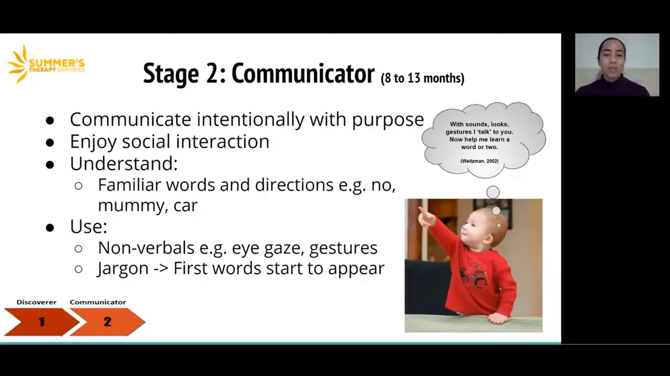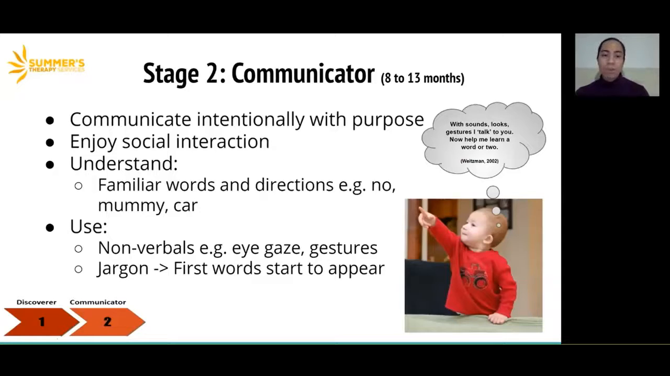And then they start to use more non-verbal. Remember, we made the distinction in language. There is verbal language and there's also non-verbal language. So at this stage, they're communicating mostly with the non-verbals, like their eye gaze, their gestures, their expressions, their pointing, a lot more. So a lot more of the non-verbal is used here.